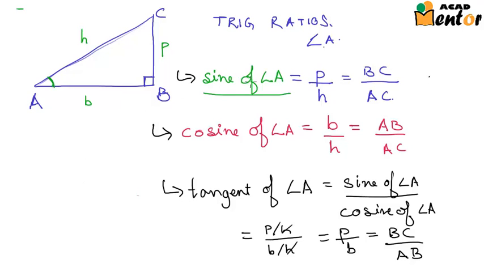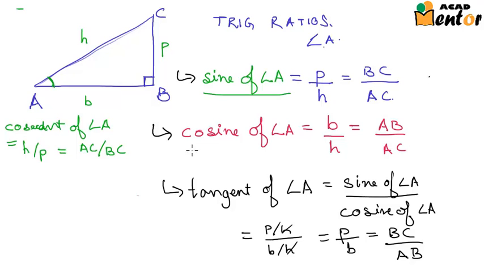Now if you remember these three trigonometric ratios, the other three trigonometric ratios are nothing but the inverse of these. So inverse of sine is cosecant of angle A. So that is equal to 1 by sine of angle A. That means hypotenuse by perpendicular. So cosecant of angle A is equal to hypotenuse by perpendicular, which is equal to AC by BC.